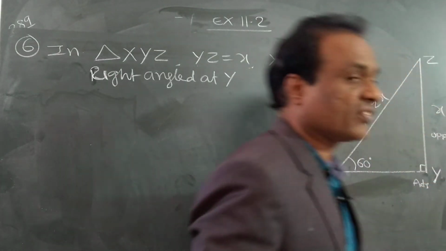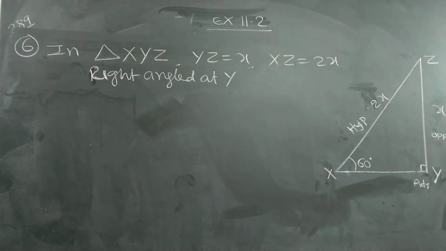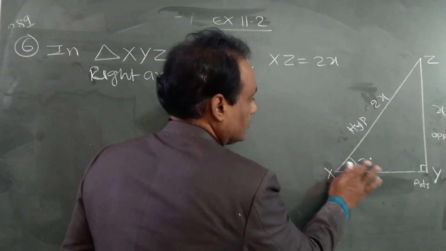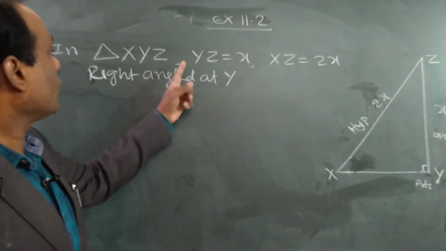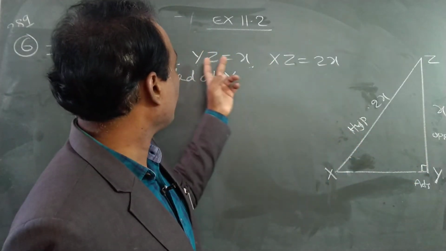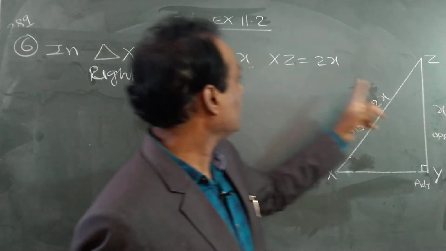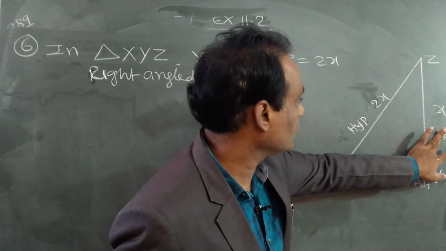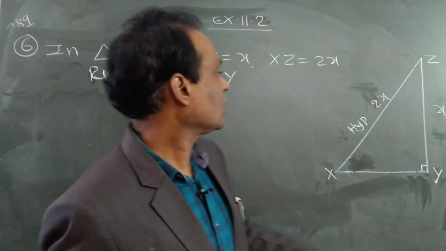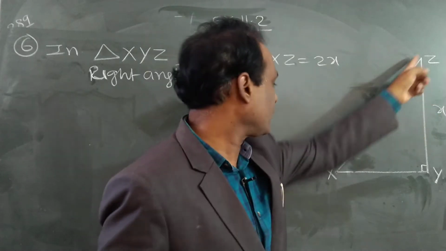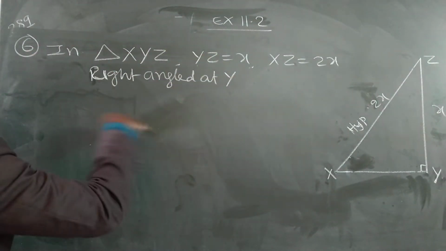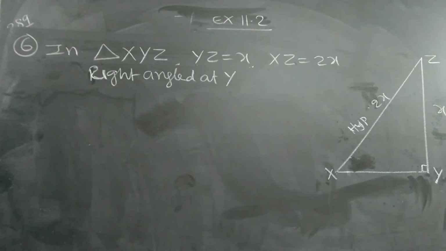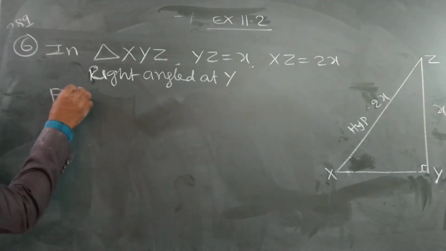YZ is equal to x. XZ is equal to 2x. This is given. The question is, that is the previous problem, no? Okay. So right angle at Y, 90 degrees. So YZ is equal to x. XZ is equal to 2x. Now what do we require? First again you have to write this complete, and now I am starting the procedure.